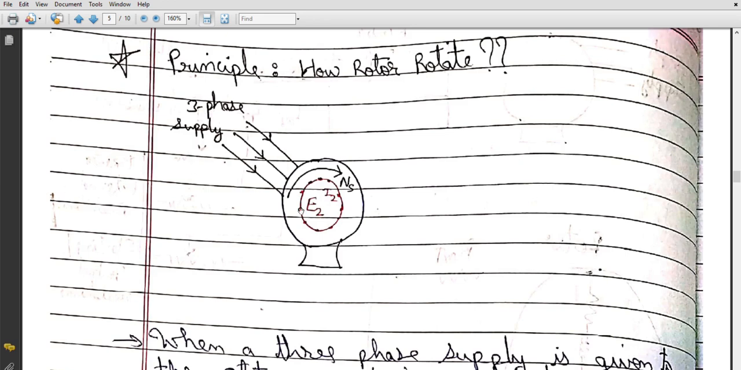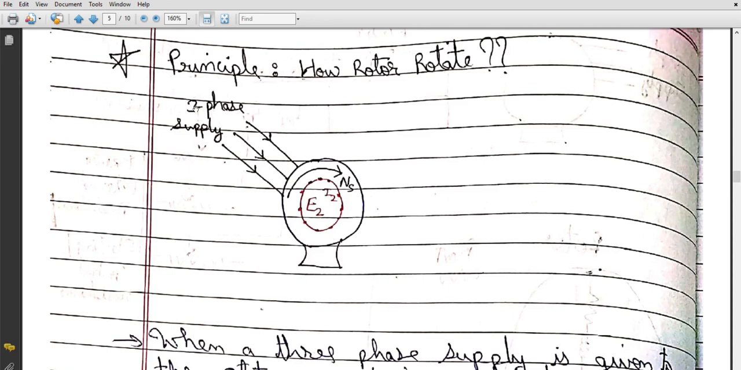So as you can see in this diagram, this upper circle represents your stator body. This inner circle represents your rotor body. This E2 is the induced EMF in the rotor. This is the developed current in the rotor. And this is your synchronous speed, ns.